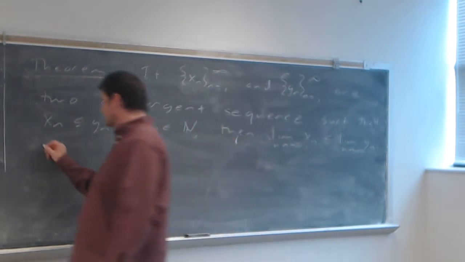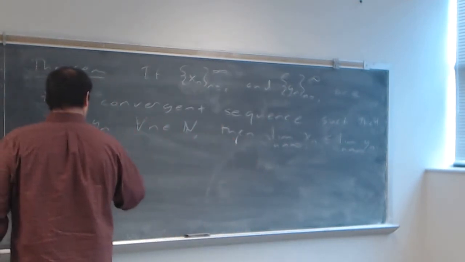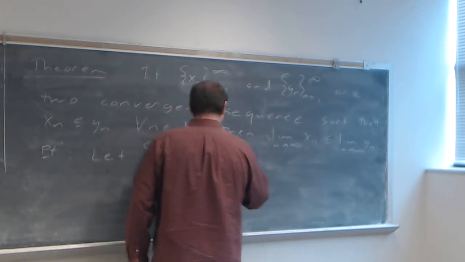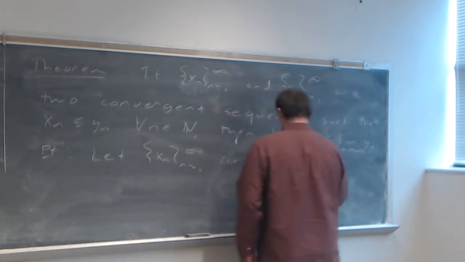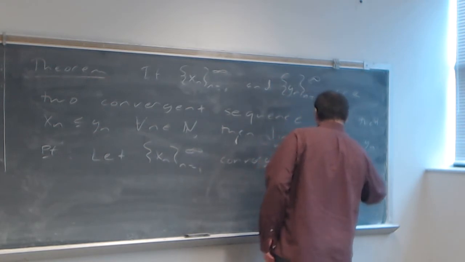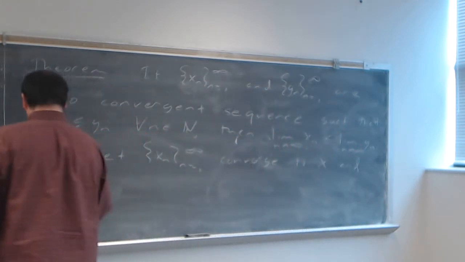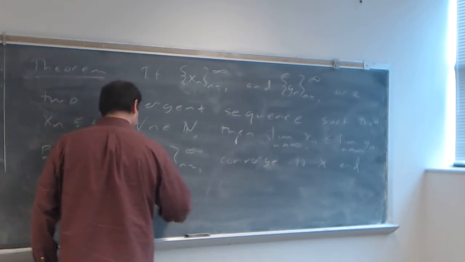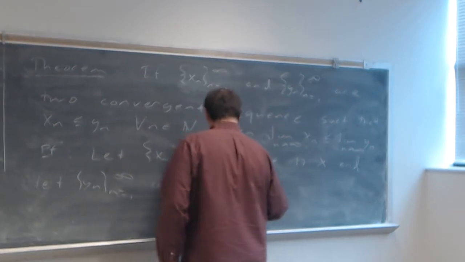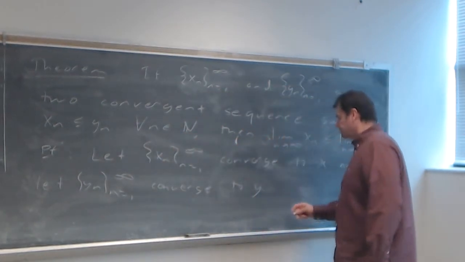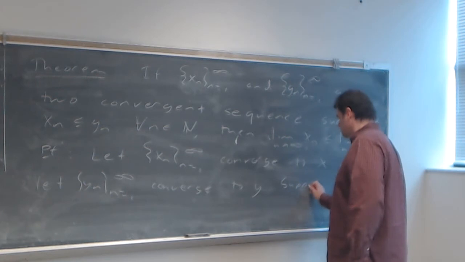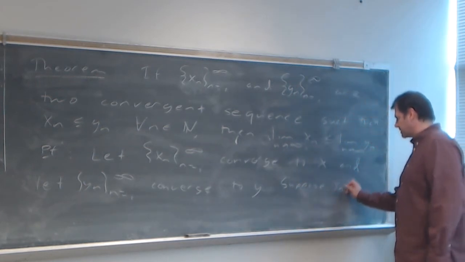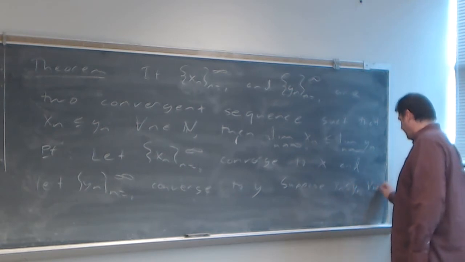Okay. So here's my proof. We're going to let x sub n converge to x, and we're going to let y sub n converge to y. Suppose, to meet the criteria of the definition, that x sub n is less than or equal to y sub n for all n element of the natural numbers.